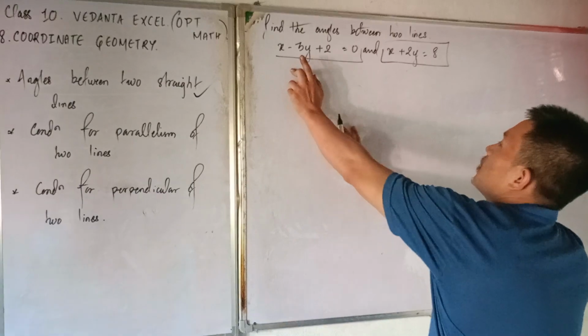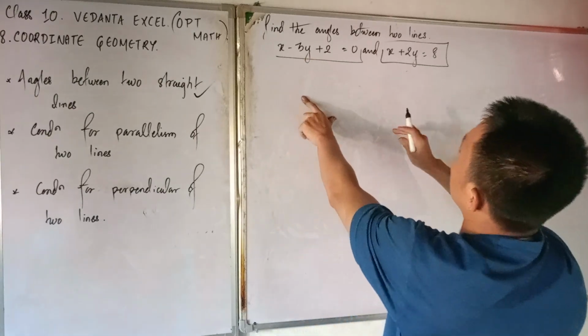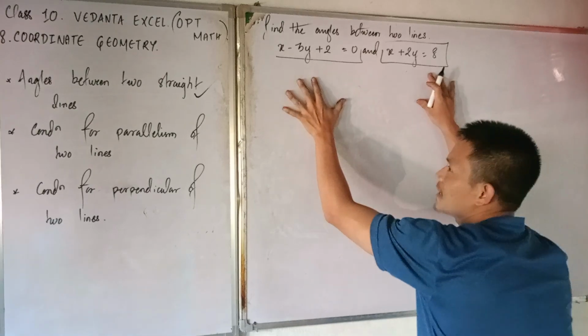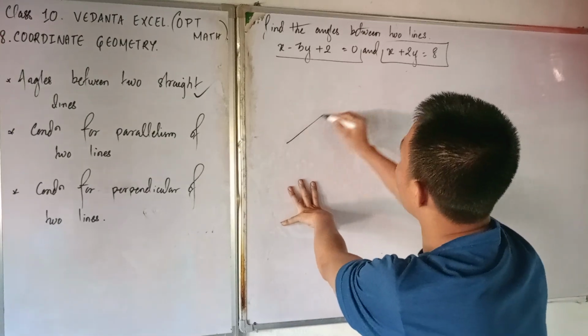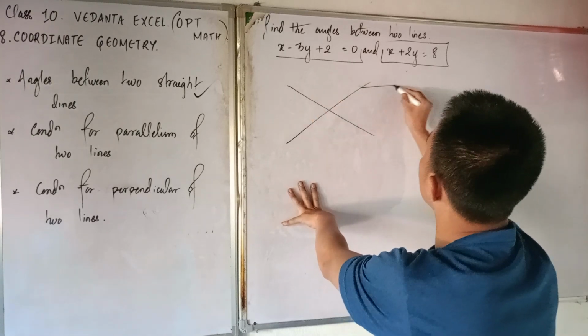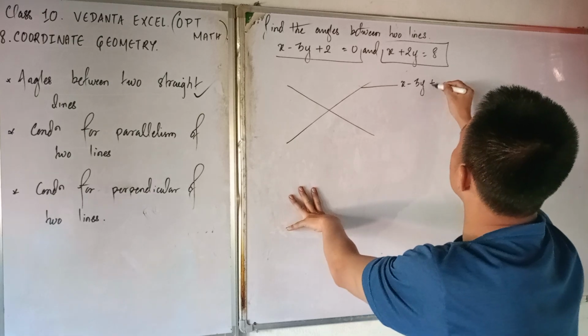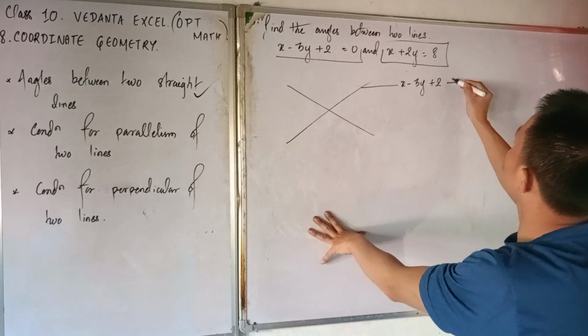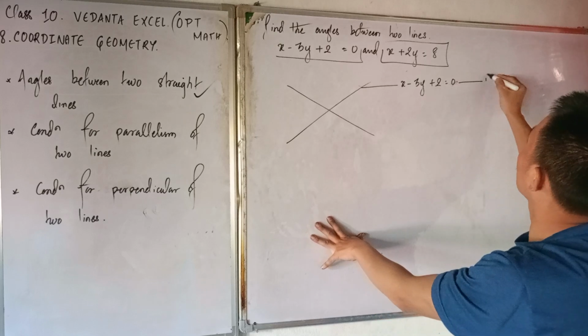So let's start. If I want to make you understand this more diagrammatically, then we have one line, x minus 3y plus 2 equals 0. You consider this line.